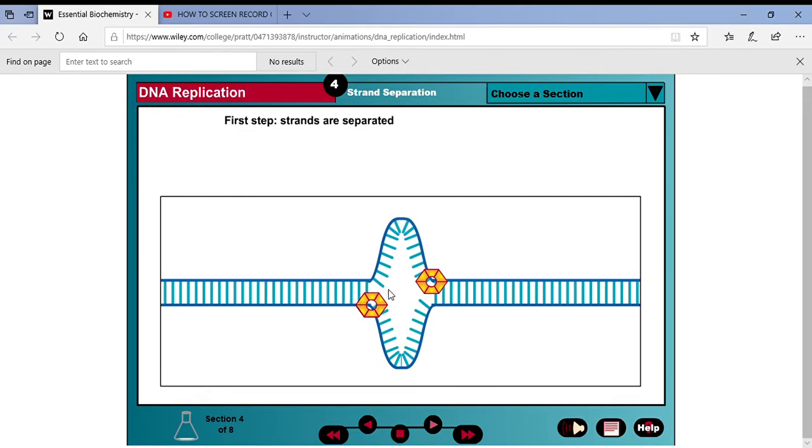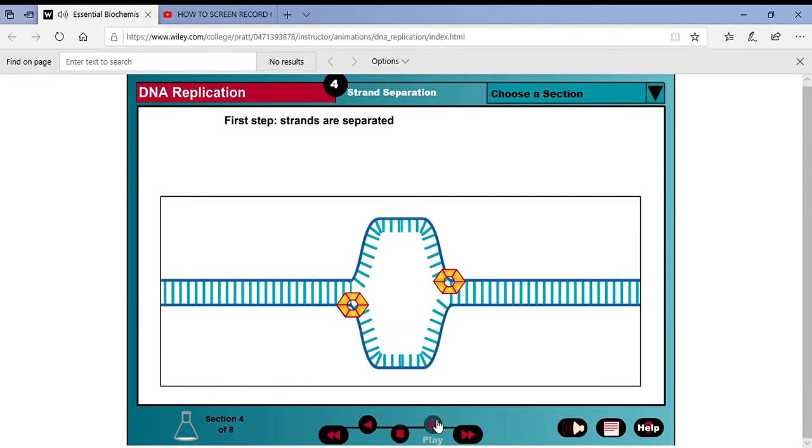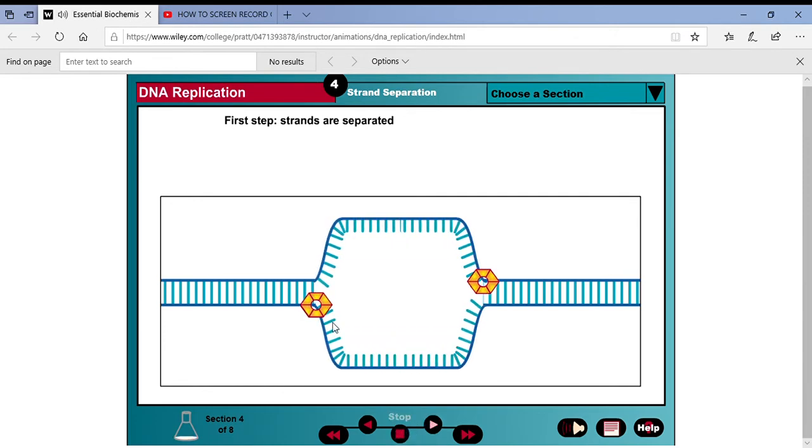The spots where it opens up form what looks like a bubble, and we call that a replication bubble. One helicase is opening in this direction, another one's opening in the other direction, and you have this bubble hundreds or thousands of times throughout your whole genome when you're replicating DNA.